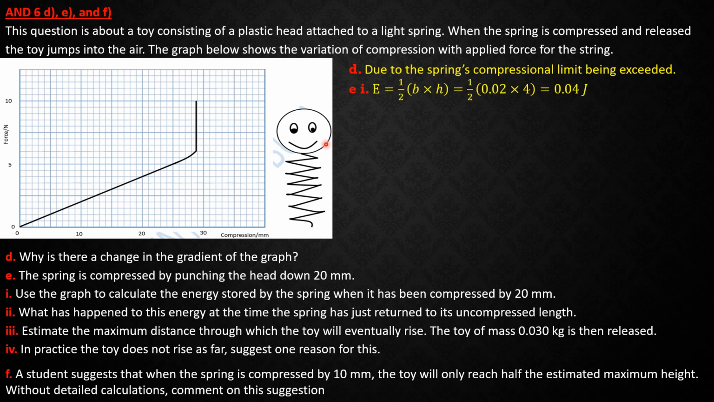All right, so the next part of the question says the spring is compressed by pushing the head down 20 millimeters. Use the graph to calculate the energy stored by the spring when it has been compressed by 20 millimeters.